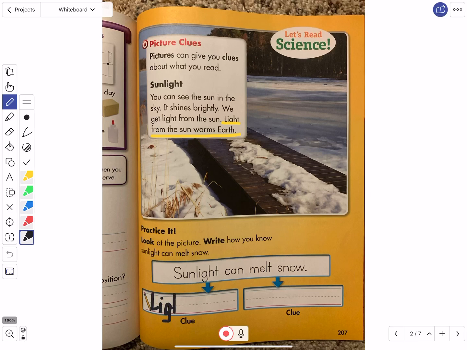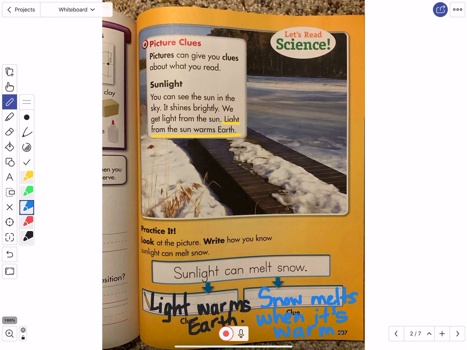Light warms the Earth. Then I also know in my head that snow melts when it's warm. So snow melts when it's warm.